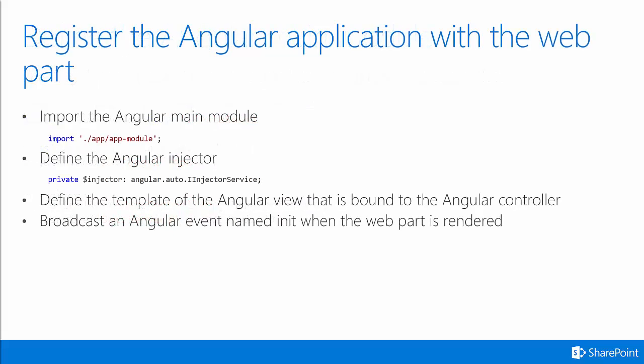After you do that, you register the Angular application with the web part itself. To do that, you import the Angular main module, you define the Angular injector, then you define the template of the Angular view that's bound to the Angular controller, and finally you broadcast an Angular event named init when the web part is rendered.